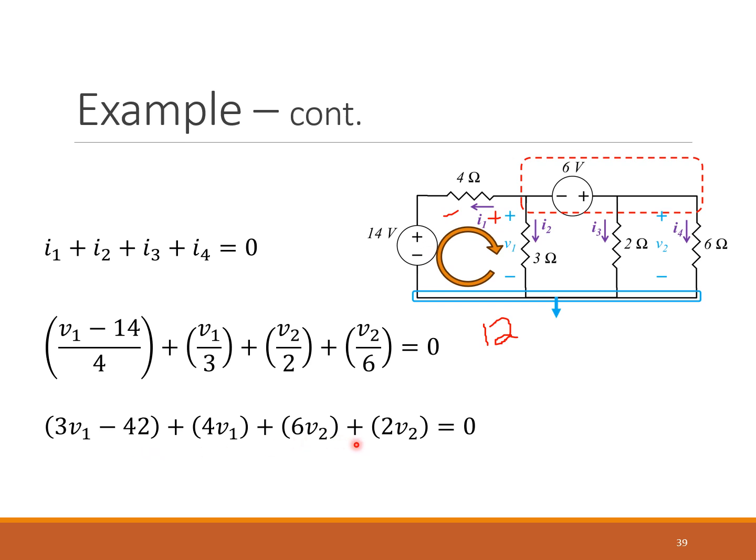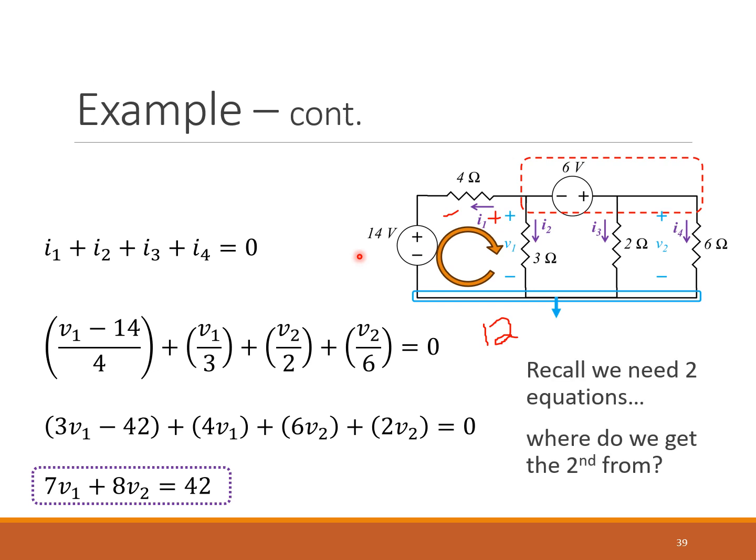Once we have this, we then want to collect our terms, and we end up with 7V1 plus 8V2 equals 42. Okay, so there is the equation for our supernode, but if you recall from a previous slide, we said we need two equations, right? We said we had three essential nodes, so 3 minus 1 is 2 equations, but we can't just move over to node 2 and do an equation for node 2 because we've already accounted for those currents that are leaving node 2.